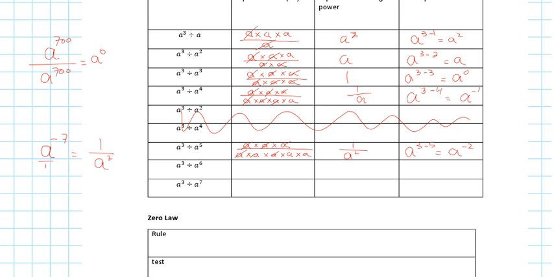We're not supposed to leave our answer with a negative exponent. So at the end, when you end up with a negative exponent, you're going to have to change it to a positive exponent. You're going to have to write it as a positive exponent. Okay?